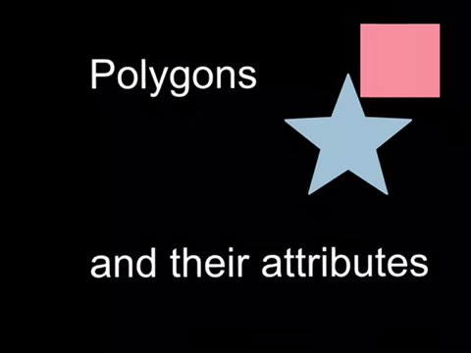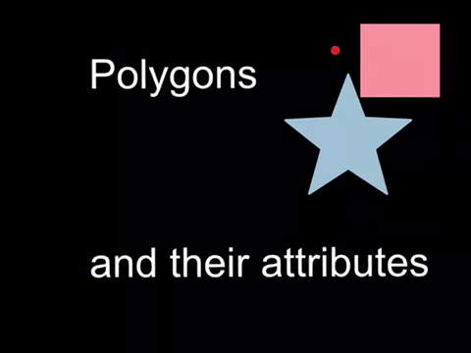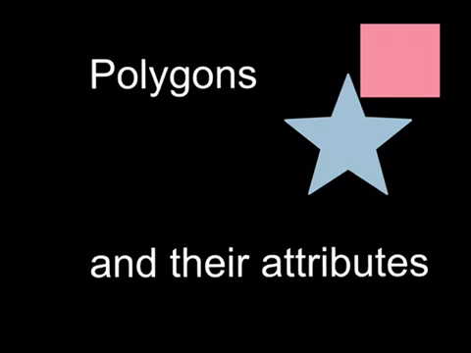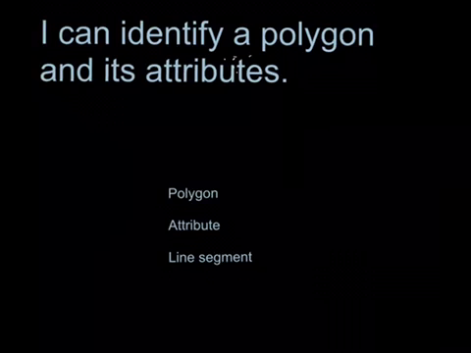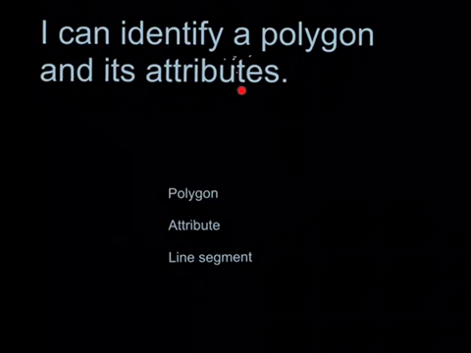In this video, we're going to be talking about polygons and their attributes. Our picture here gives you a little hint of what polygons are. Polygons are shapes. And we're going to talk a little bit about polygons, what type of shapes they are, and what attributes means. So our I can statement for this video is I can identify a polygon and its attributes.